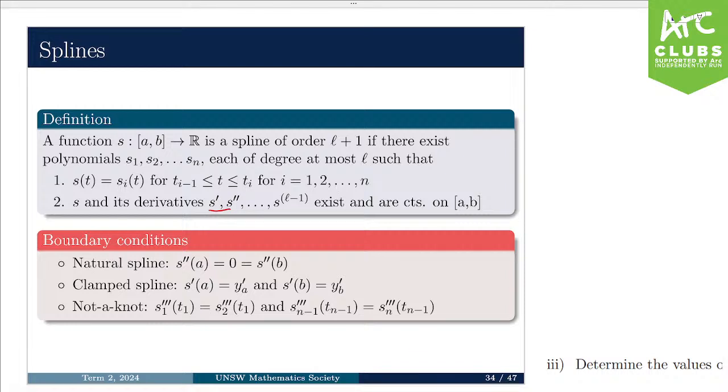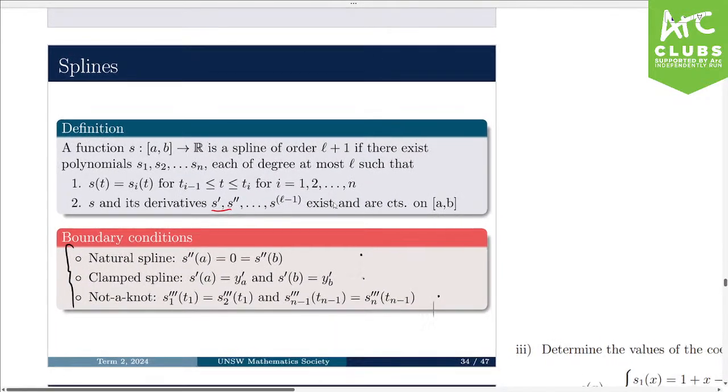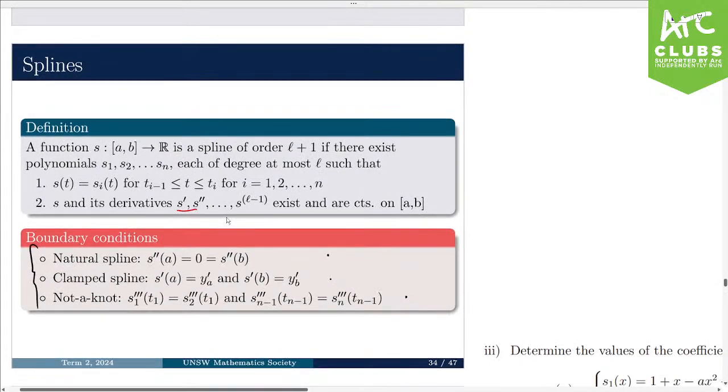And there's a bunch of different types of splines. There's the natural spline, clamped spline, and not-a-knot spline. So these just impose different conditions on the endpoints, or the relationship between points. So these change how the splines will look and behave.